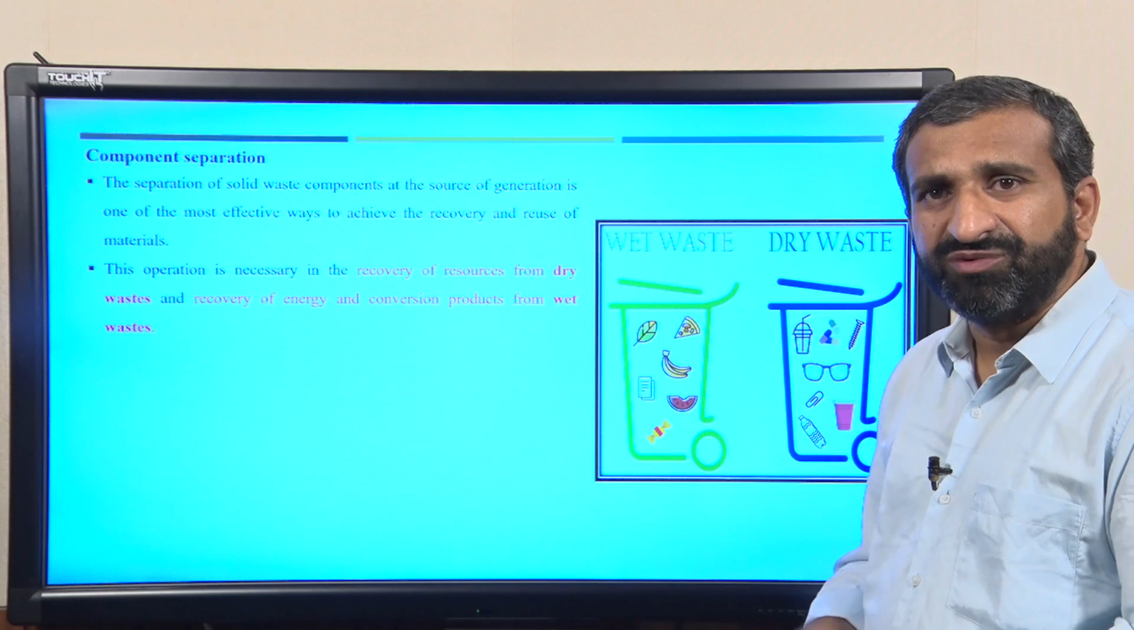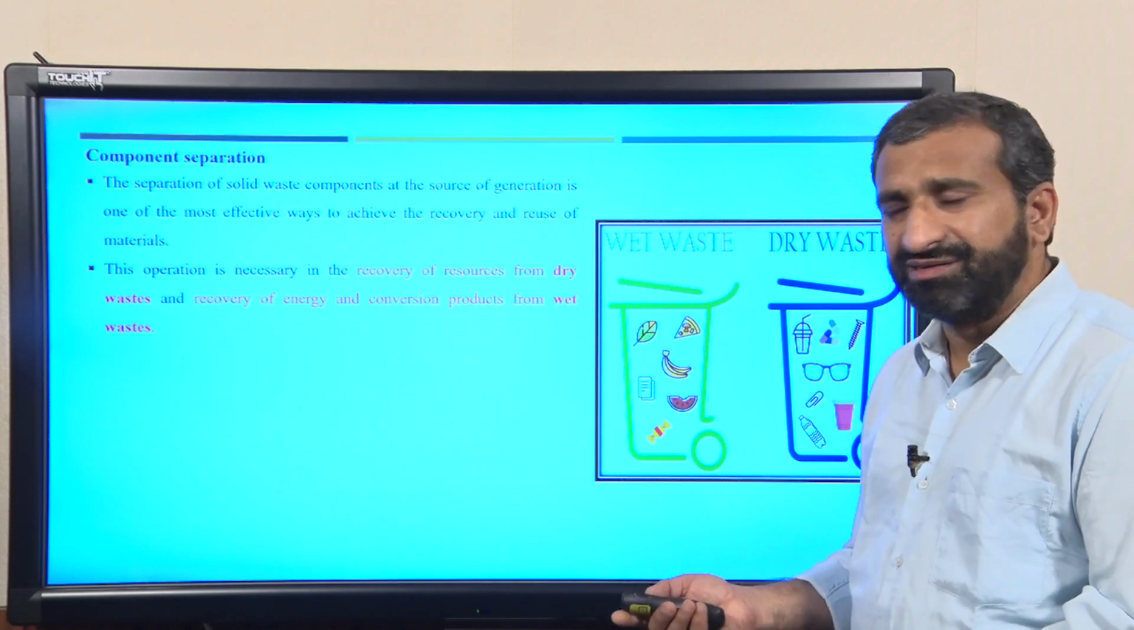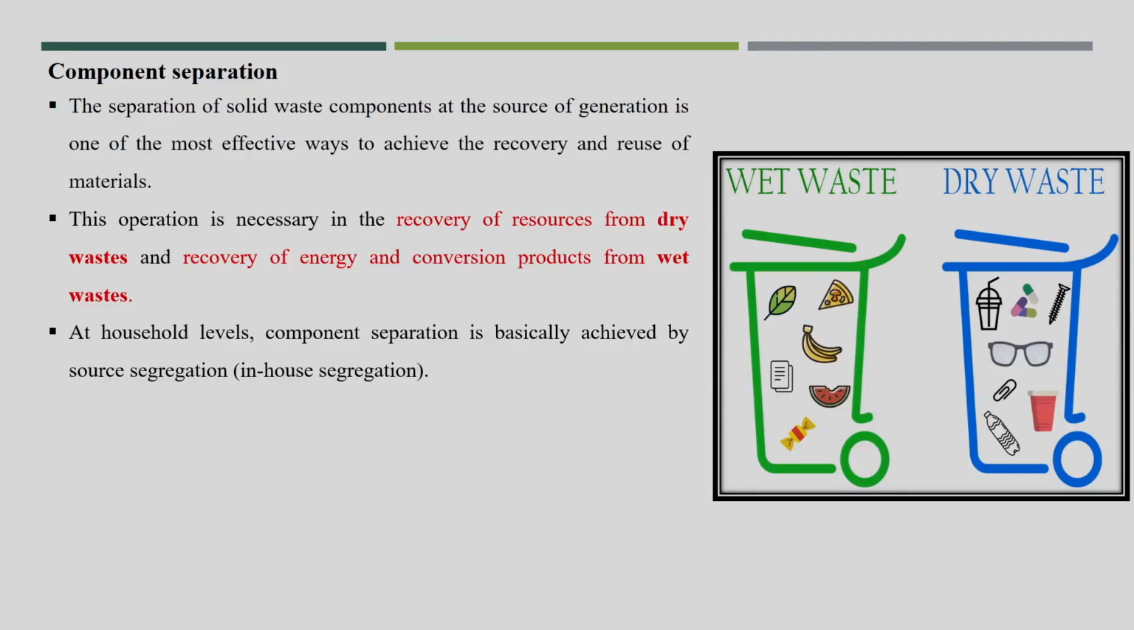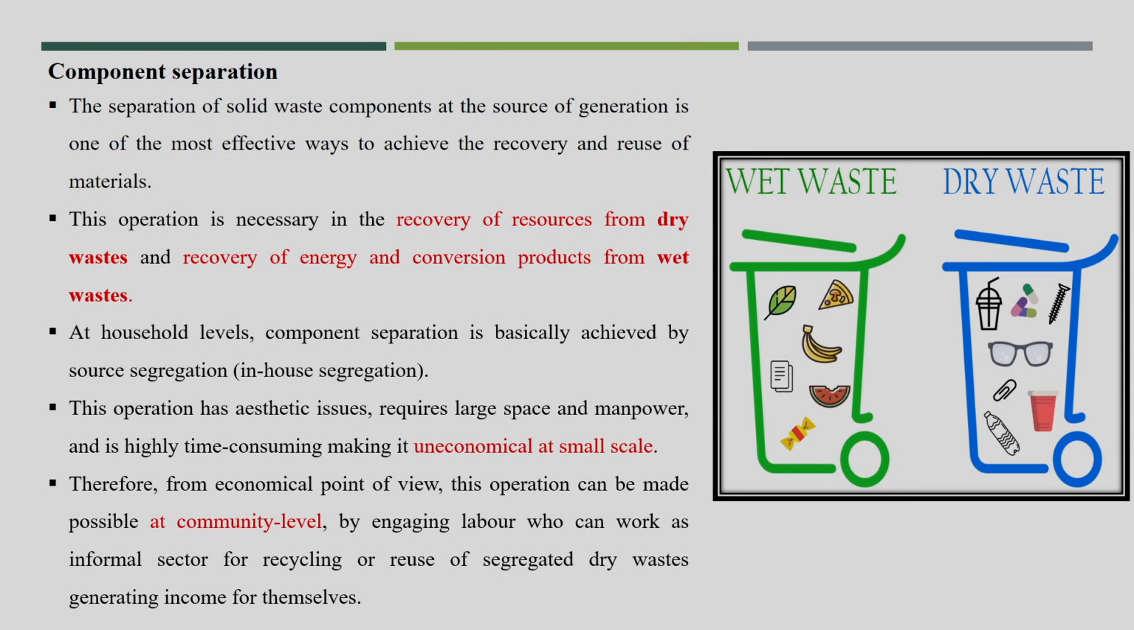Like we are already doing by segregating into dry waste and wet waste. Further, the operation is very useful. This kind of operation is source segregation at household level or at community level.